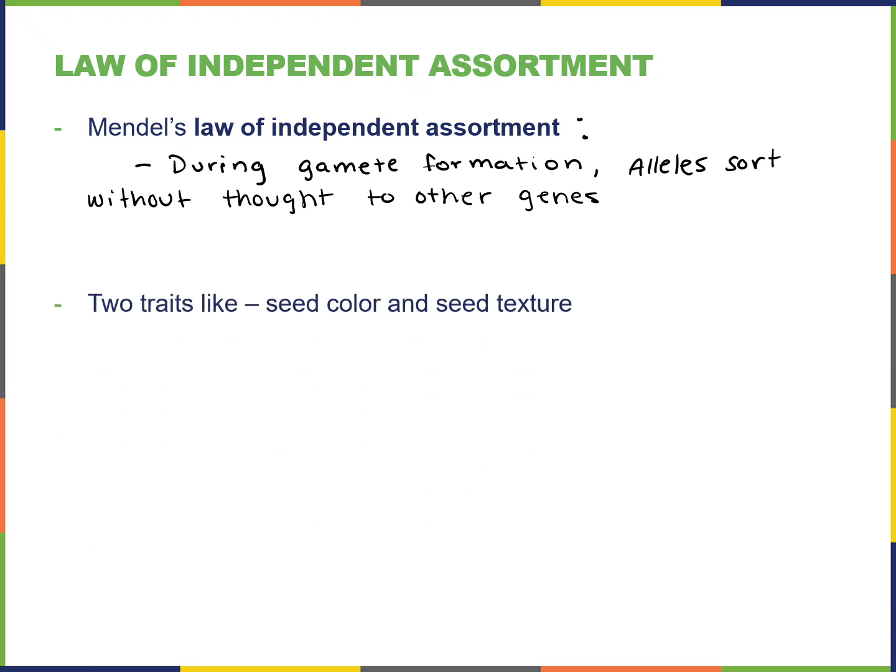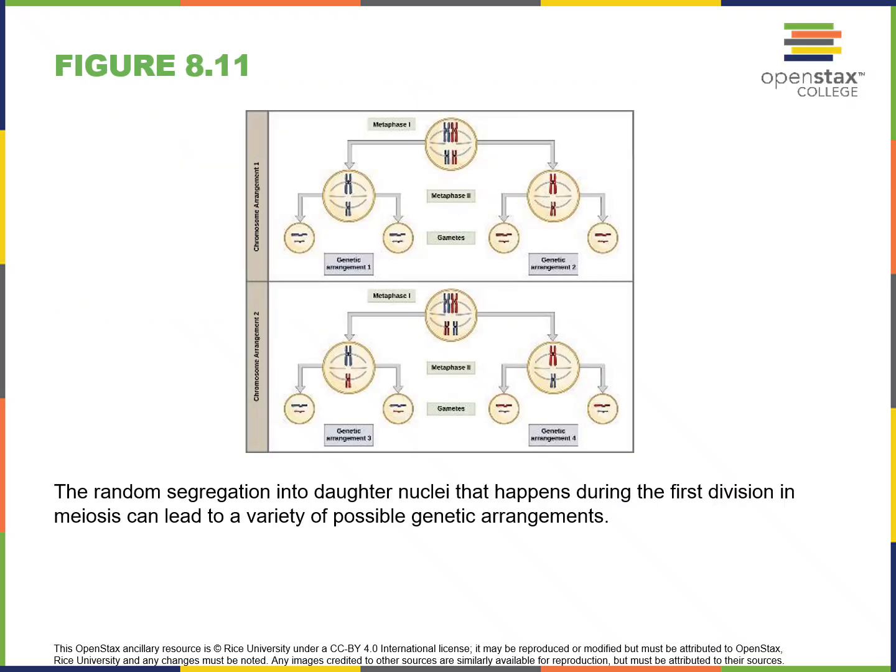These two, for example, two traits like seed color and seed texture, they're going to sort however they want to sort. And this is all taking place in meiosis. Usually in that first division of meiosis, but it can come up in the second division. Okay, so that random segregation literally just means that you can get any combination of possible genetic arrangement.